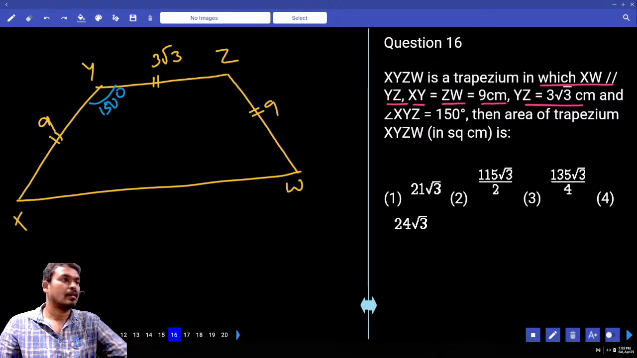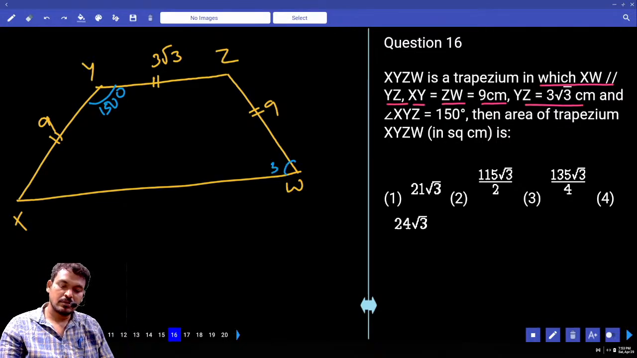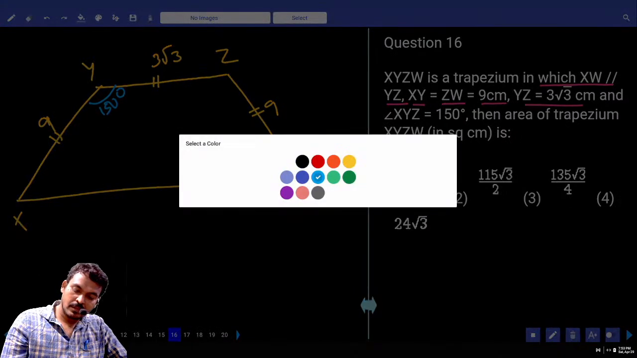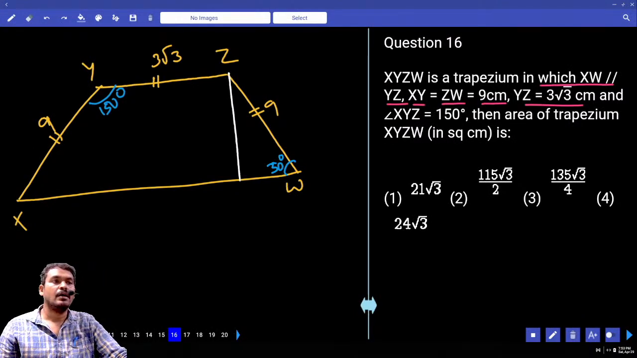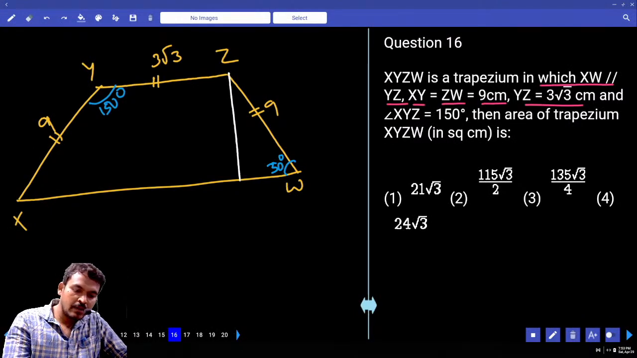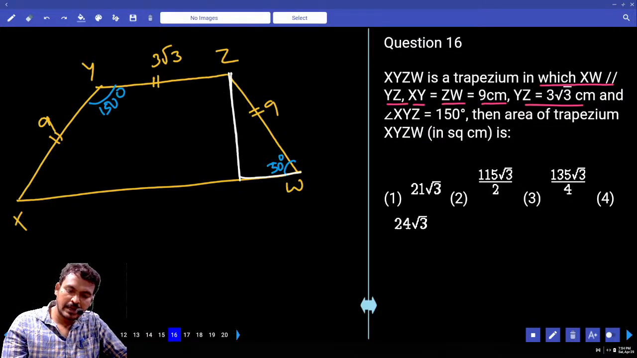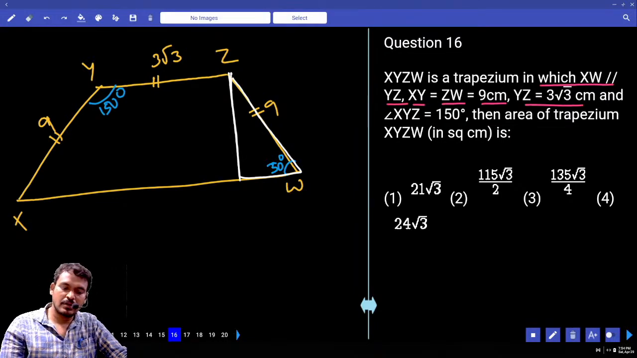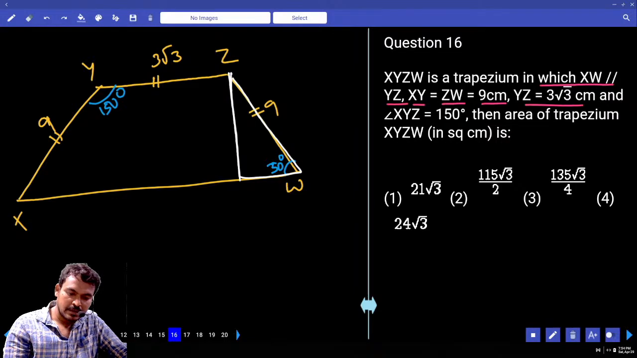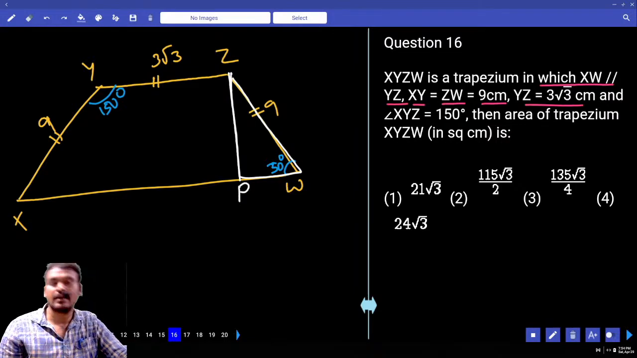XYZ angle is how much? 150. If it is 150, opposite angle is how much? 30. Okay. And one more, it is height of the trapezium. And one more, this is a right angle triangle. What is the angle given? 30 or 40? 30. Suppose a point P is taken.